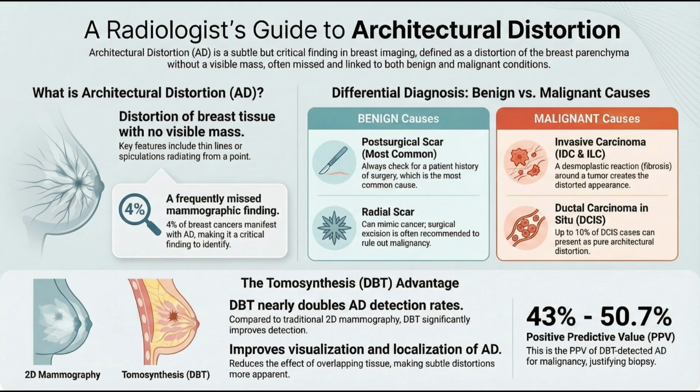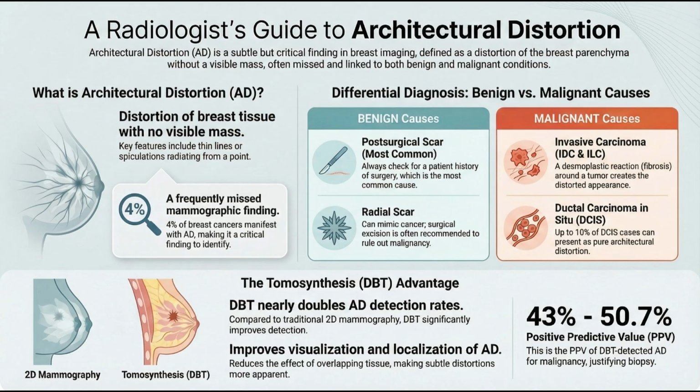Exactly. And with 2D mammography, when we saw AD, the PPV was historically very high. With DBT, the overall detection rate surged, but the PPV for malignancy drops slightly. It's reported somewhere between, say, 43 and 50.7%. Wait, if nearly half of the AD found by DBT is still malignant, that is incredibly high. But the fact that the PPV dropped, that must mean DBT is also catching a lot more subtle changes that turn out to be benign.